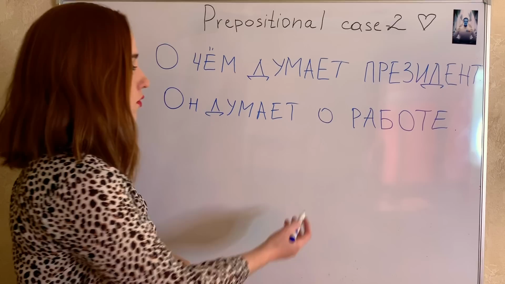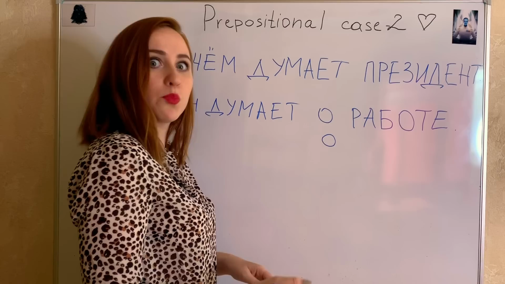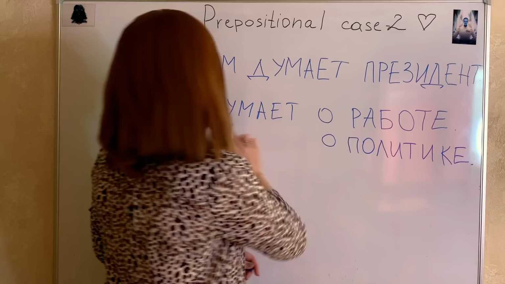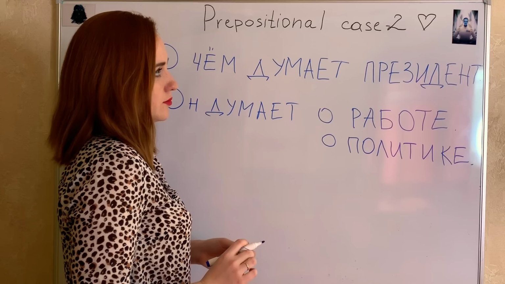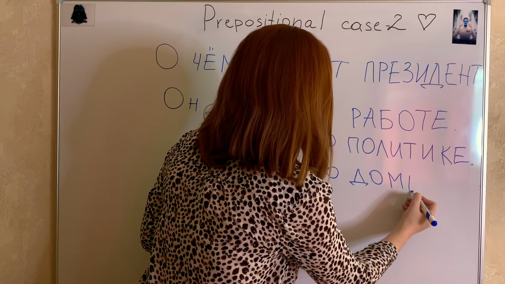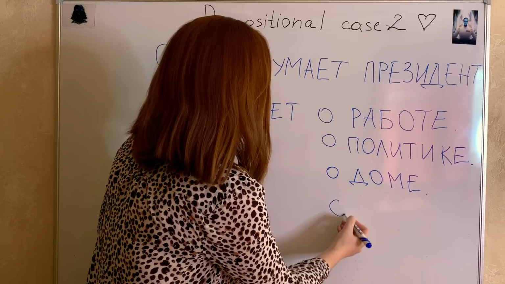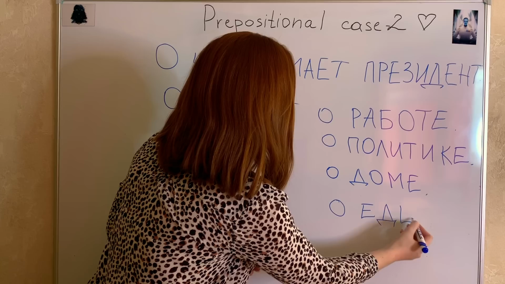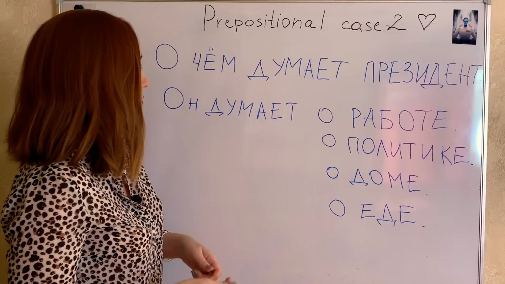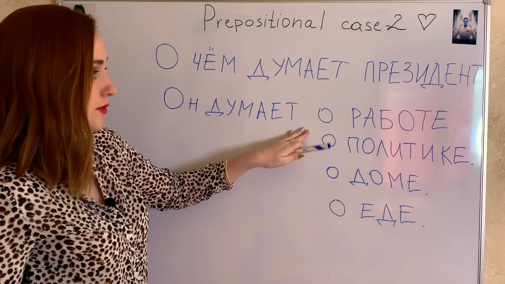Or он думает о политике. Он думает о политике. Or maybe he's thinking about his house. О доме. Or maybe he's been hungry and he thinks about food. О еде. He thinks about food. Президент думает о еде. They are humans too, so why not thinking about food? Okay, I hope you understand the general idea about this question.